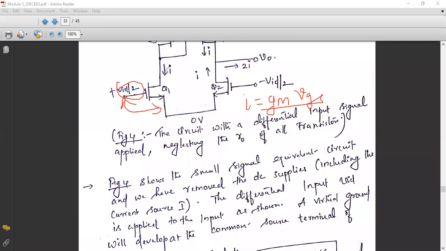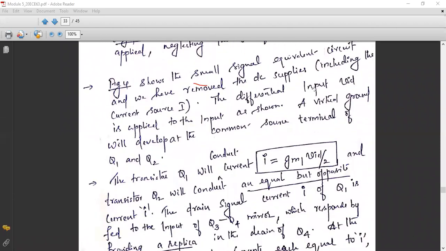So the current that is flowing through Q1 and Q2 will be same in magnitude because your input voltage is same. Your input voltage is VID by 2 in magnitude. Only polarity is different. Since the polarity is opposite, I will be representing the same current I over Q2 also, but in the opposite direction. That is the concept. So the equation for I can be considered as gm into VID by 2.